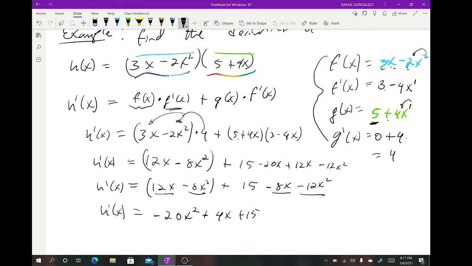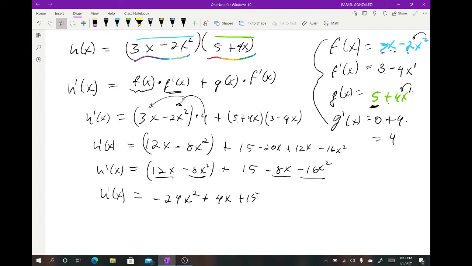So we have that the derivative of, no, did I make a mistake here? Just make sure that I didn't make a mistake. Yep, I did make a mistake. This 4 times 4. 4 times 4 is not 12. 4 times 4 is 16. So this should be a minus 16 here, which means that this is a 24, not a 20. There we go. That makes more sense. So minus 24x squared plus 4x plus 15 is our solution to this problem.